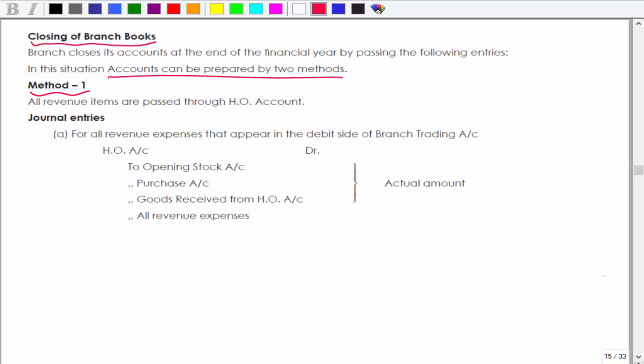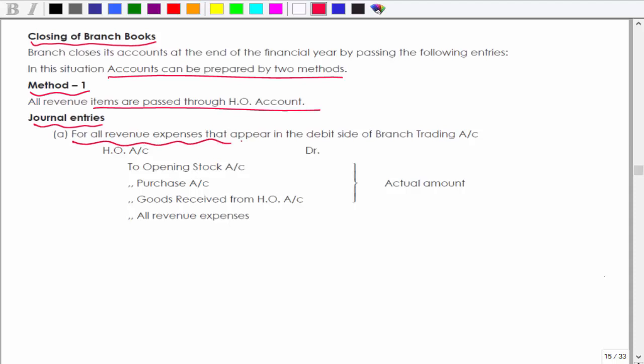In method 1, all revenue items will be passed through an account called HO account. Let's say there are items that are going to appear on debit side of branch account, that will be taken to debit side of HO account. If there are items that are appearing on credit side of branch trading account, then that will be taken to credit side of HO account. So let's see one by one what are the journal entries we have to pass for each and every kind of closure.